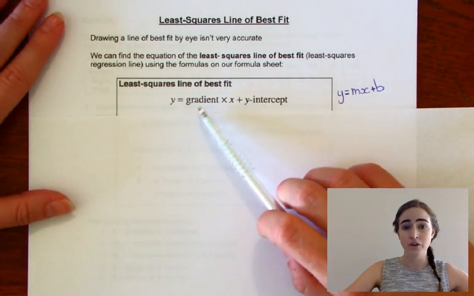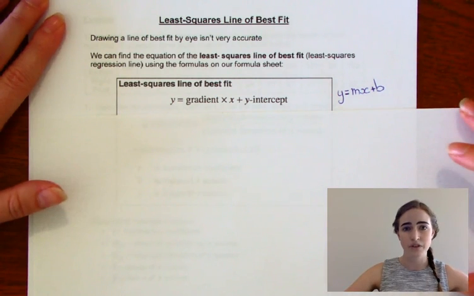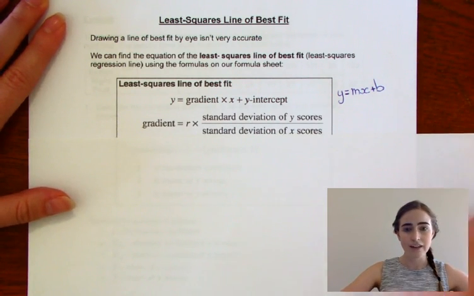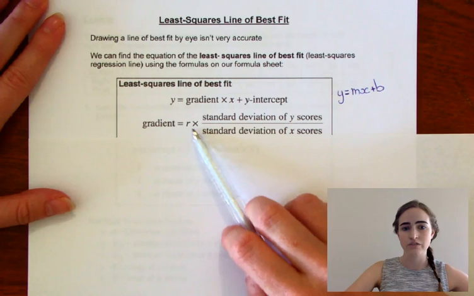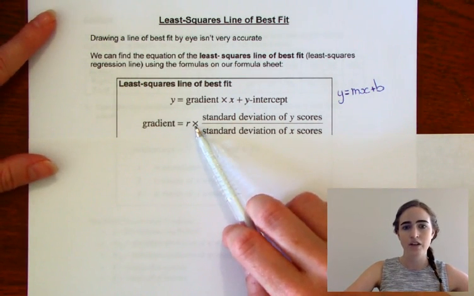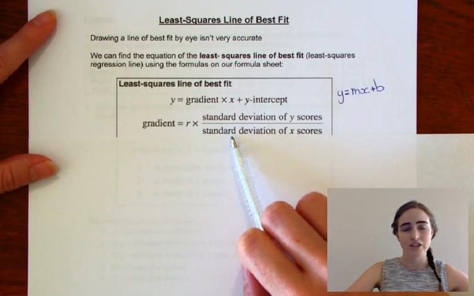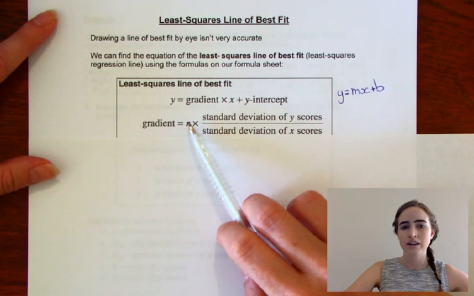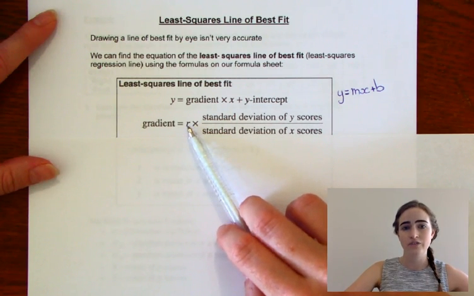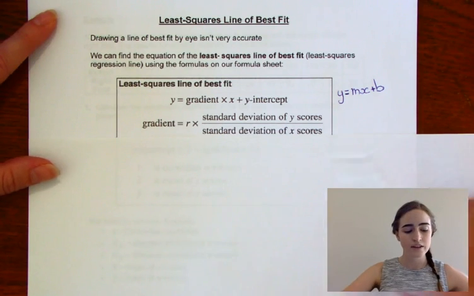But we need to know how to figure out what the gradient and the y-intercept are. So we're given some formulas for those as well. Our gradient is going to be r, which if you remember from a few videos ago, is our correlation coefficient, times the standard deviation of the y-scores divided by the standard deviation of the x-scores. So we're going to need to find the correlation coefficient and the standard deviation of both our sets of scores. That will give us our gradient.